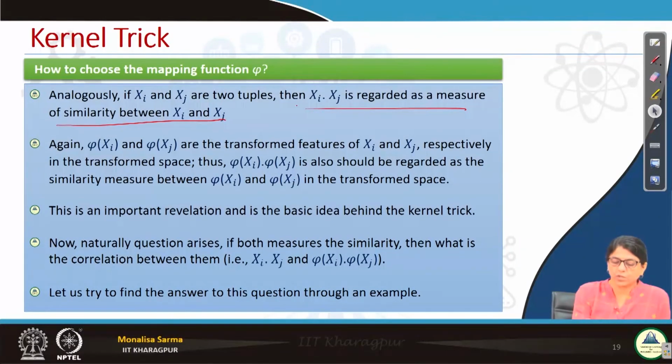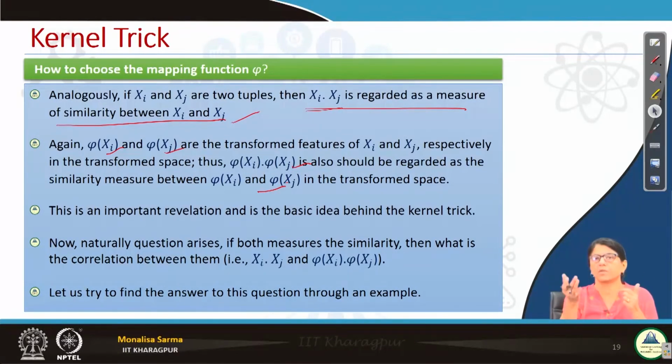If xi and xj are two tuples, then xi dot xj is regarded as a measure of similarity between xi and xj. Fine. Again, phi of xi and phi of xj are the transformed features of xi and xj respectively. Thus, phi of xi dot phi of xj should also be regarded as a similarity measure between phi of xi and phi of xj, because if xi is a vector, definitely phi of xi is also a vector, isn't it? We have transformed it from one dimension to another dimension, but xi is a vector, and phi of xi is also a vector.